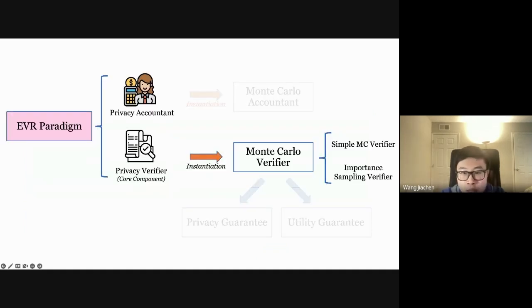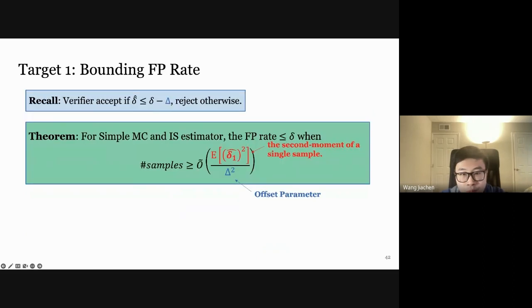So now we discuss how the Monte Carlo privacy verifier that we just introduced can achieve the goal of low false positive and low false negative. We first discuss the false positive rate of the MC verifier, which is for the privacy guarantee. Since both the estimators that we introduced are unbiased, by the law of large numbers, both estimators will converge to the true delta almost surely as the number of samples goes to infinity, which makes the DP verifier have perfect accuracy. Of course, the number of samples cannot go to infinity in practice.